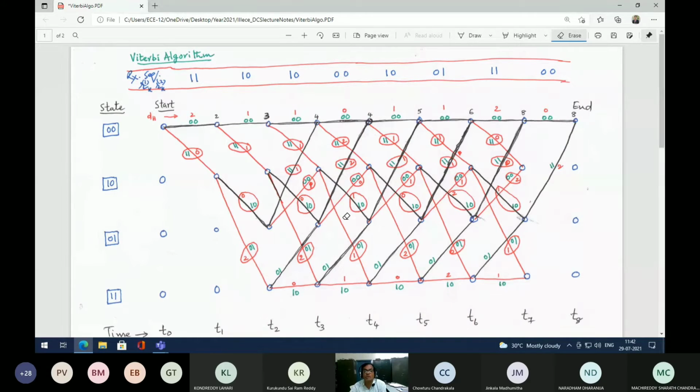And what is the next one? This one. This one also. 0 0 1 0. What is the Hamming distance? 1. And what is this? 0 0. What is this? This is 0 1. So the Hamming distance is 1. Likewise, what is this? 0 0 1 0. Hamming distance is 1. So all are completed.